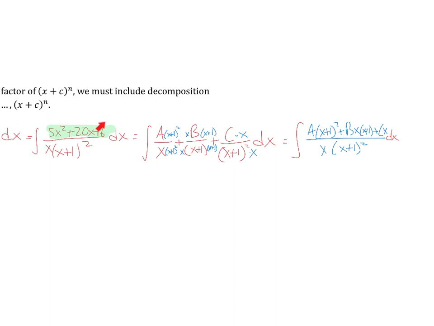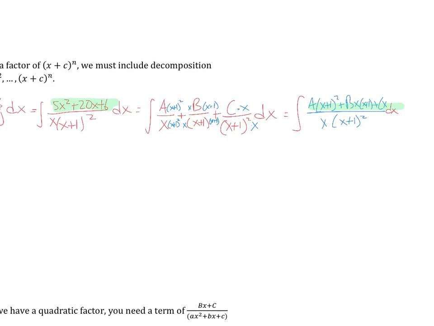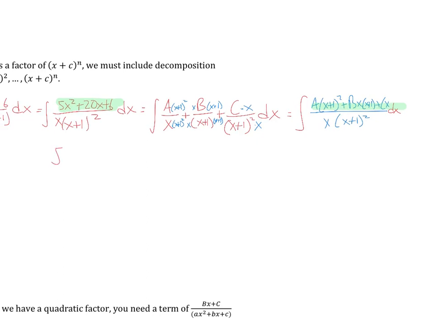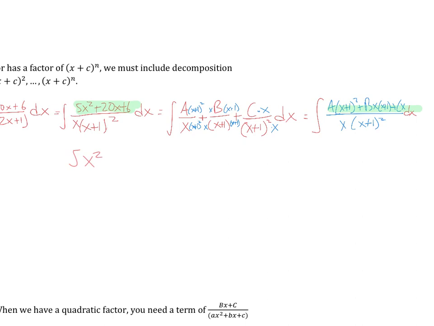These two fractions look a lot alike. The denominator is the same there. So we want this top to be equal to this top. So let's set that expression equal to each other, and we can solve for a, b, and c. So that gives us 5x squared plus 20x plus 6 equals a times (x plus 1) squared plus bx times (x plus 1) plus cx.